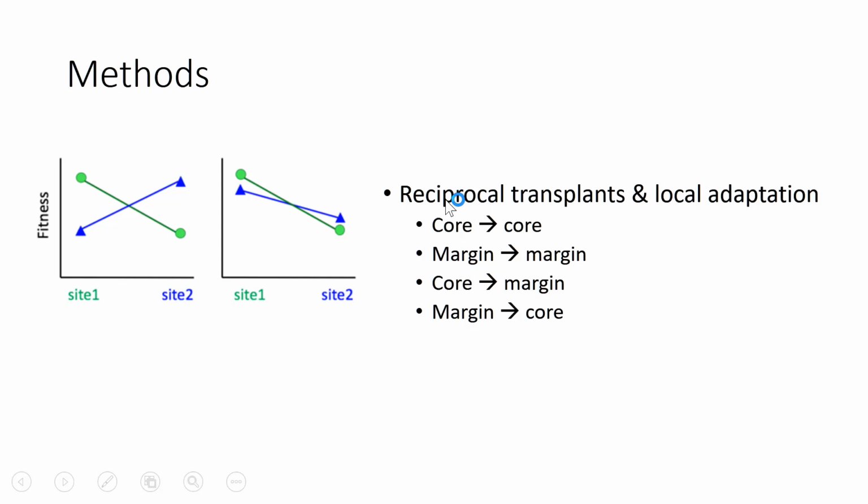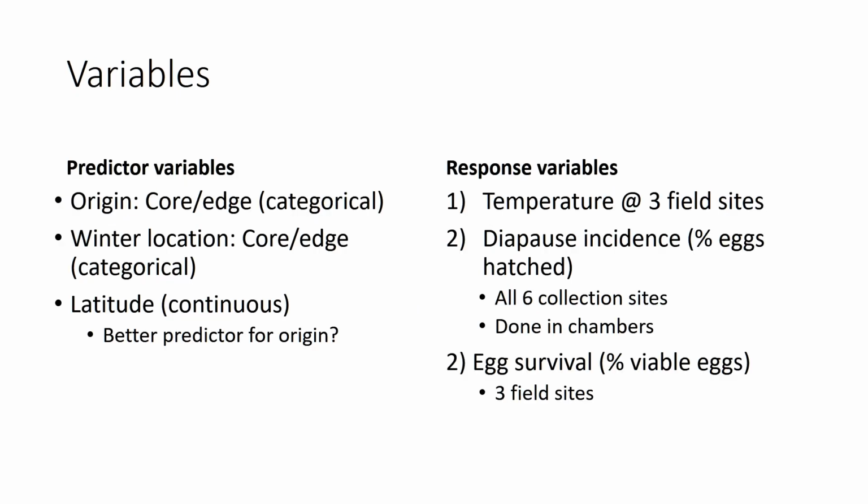In their study, they do this process called reciprocal transplants. They take populations of mosquitoes from the core and they relocate them to a core site. They take some from the margin or the edge and they relocate them to the margin or the edge. They take some from the core and then they put them in the margin, and they take some from the margin and they move those to the core. So they are basically replicating all 4 of these possibilities. These guys at home, these guys away, these guys away, and these guys at home. That's how you get these 4 different combinations. So that's what they're doing in the reciprocal transplant part of the study.